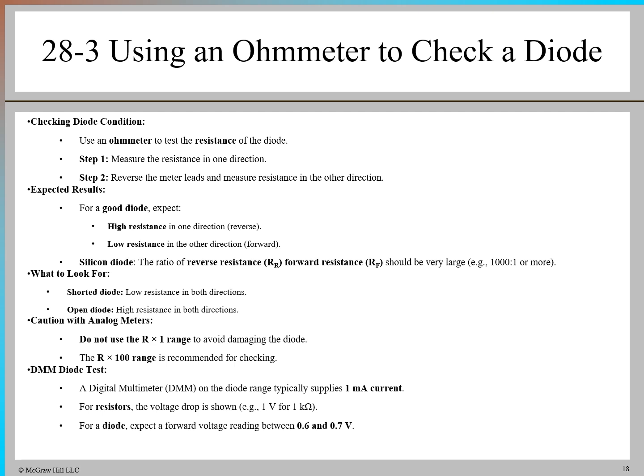A shorted diode will show low resistance in both directions, while an open diode will show high resistance in both directions. When using an analog ohm meter, avoid the R times 1 range as it can damage the diode. The R times 100 range is ideal. For digital multimeters on the diode range, a forward voltage of 0.6 to 0.7 volts is expected for a healthy diode.